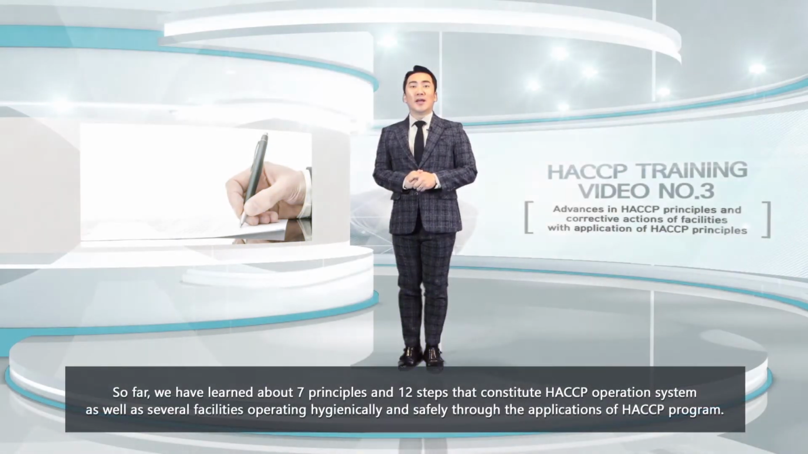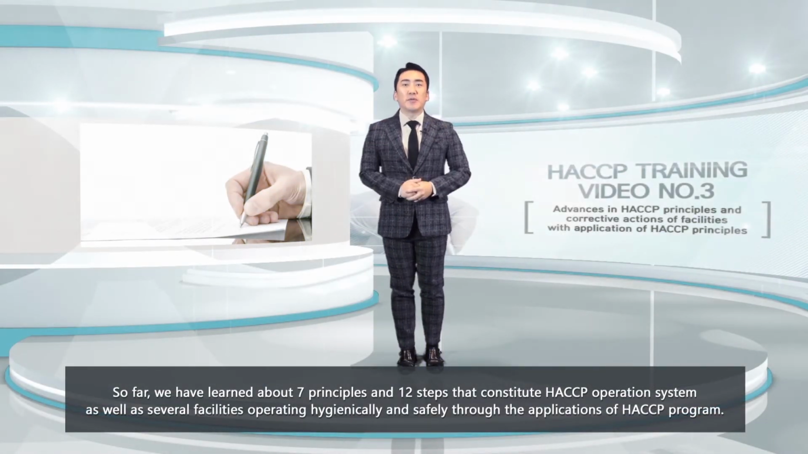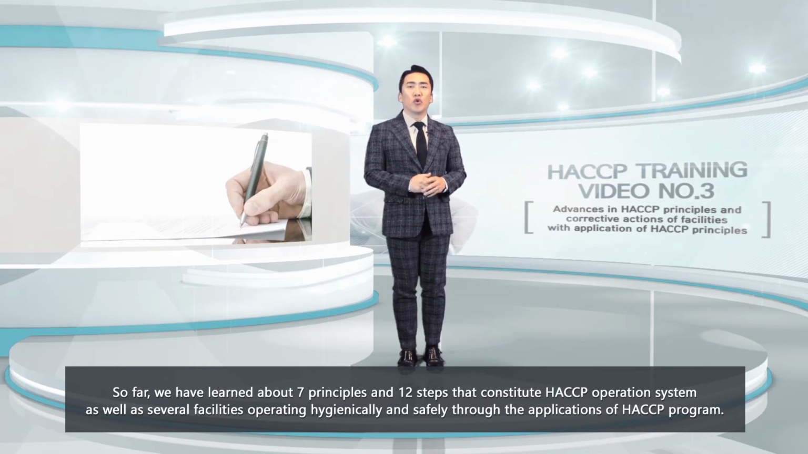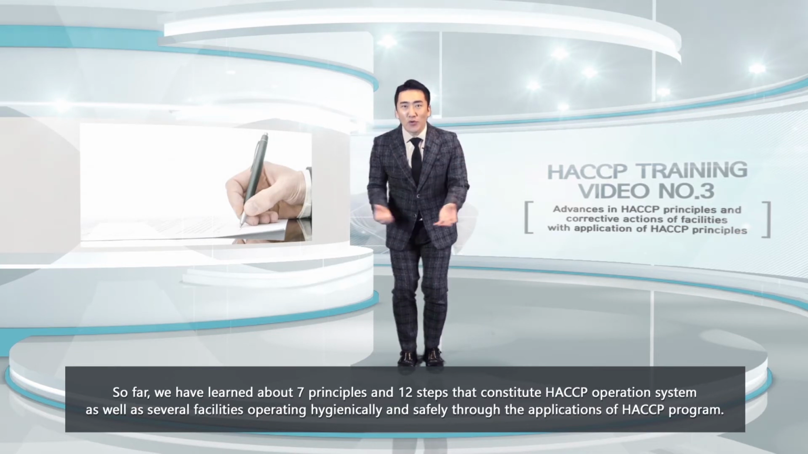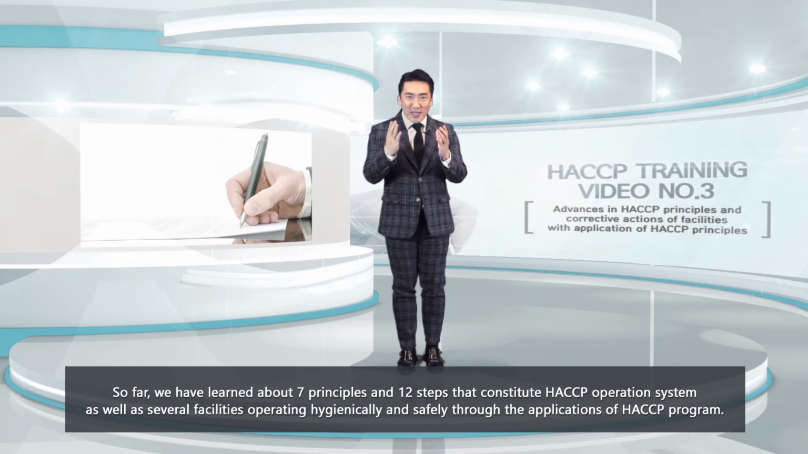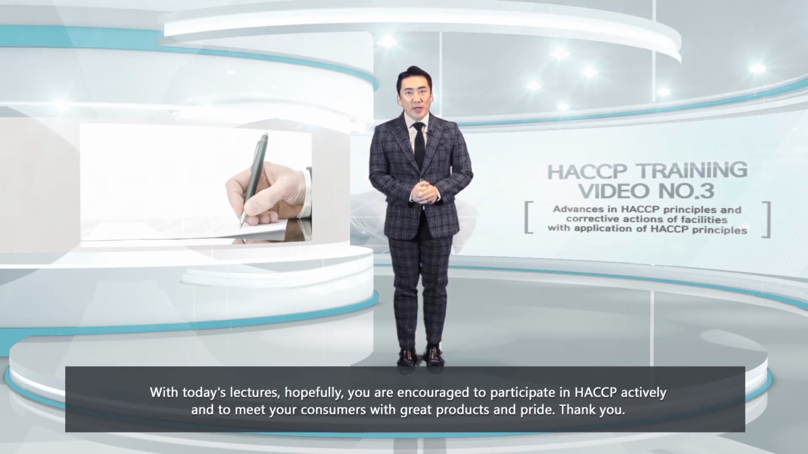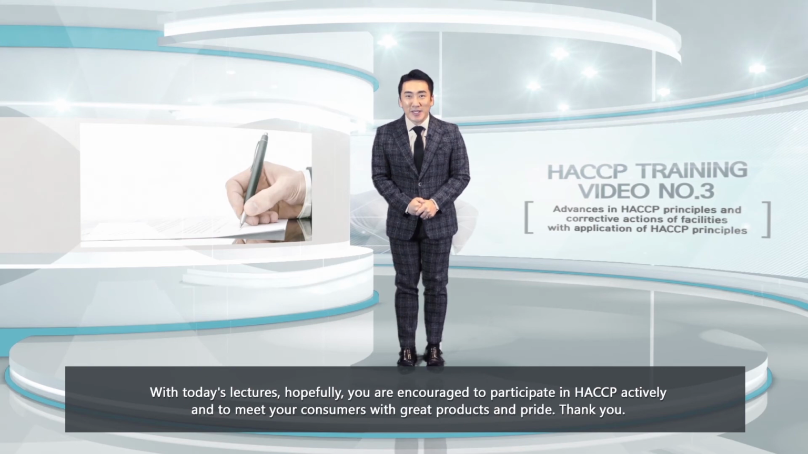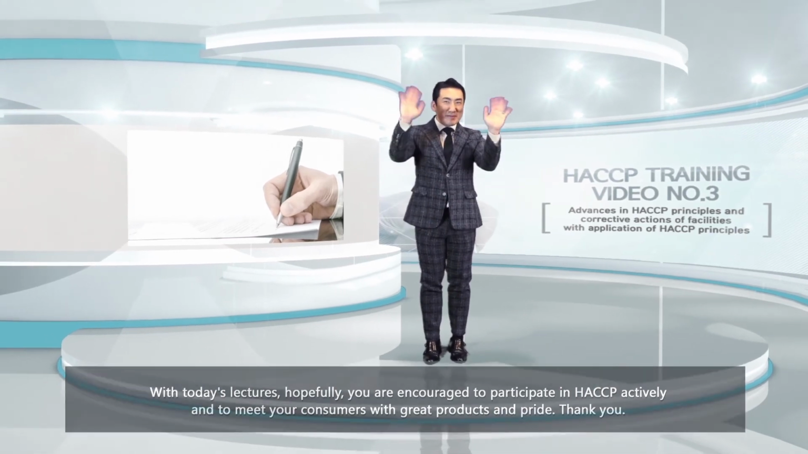So far, we have learned about the 7 principles and 12 steps that constitute the HACCP operation system, as well as several facilities operating hygienically and safely through the application of the HACCP program. With today's lectures, hopefully you are encouraged to participate in HACCP actively and to meet your consumers with great products and pride. It has been a pleasure to give these lectures about HACCP. Thank you.